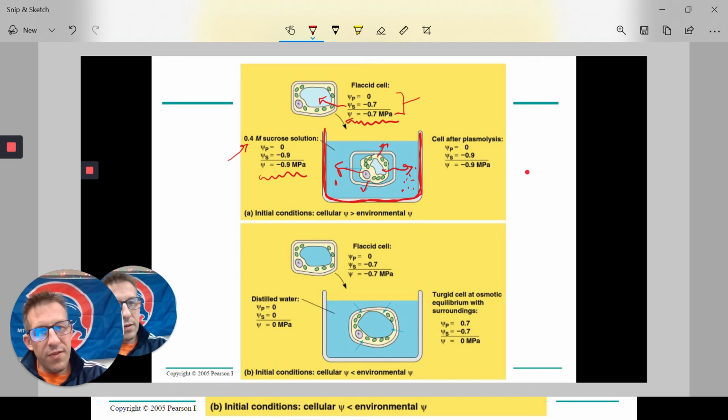But in terms of how we've described water's movement, especially as it relates to water potential, we would say water moves from areas which have a higher water potential. Okay, negative 0.7 is higher than negative 0.9. So areas of higher water potential to areas of lower water potential, which is where we see the water moving. It moves out of the cell.